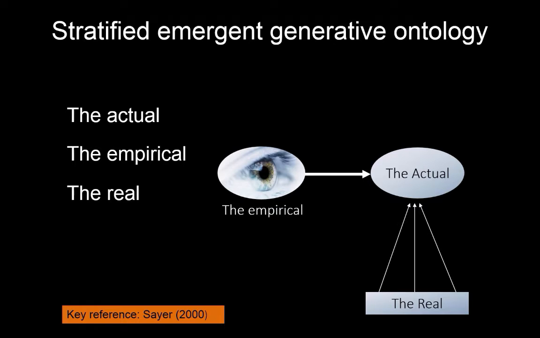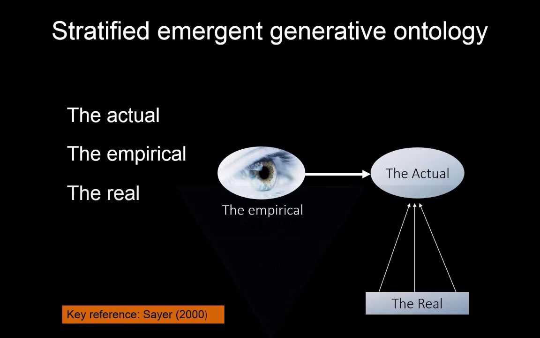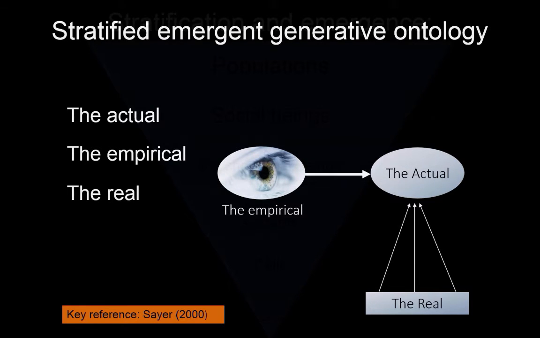Critical realism posits a stratified, emergent, generative ontology. It is a mouthful. What does this actually mean? Well, critical realism posits that reality is constituted by the actual, the empirical, and the real.